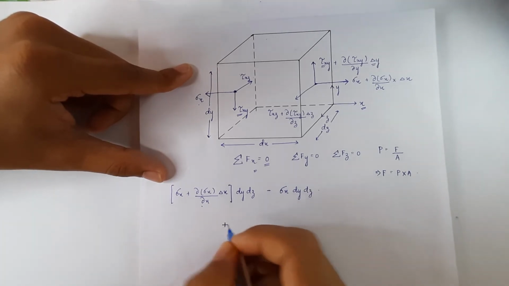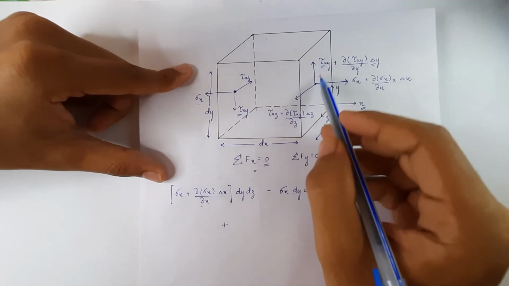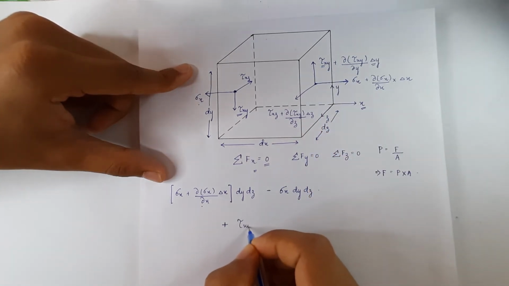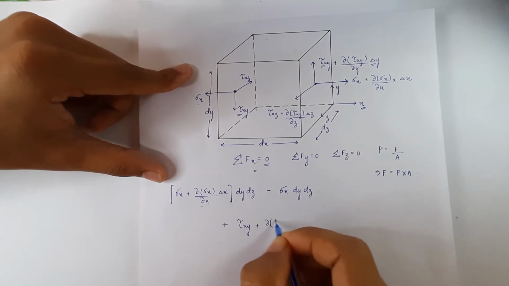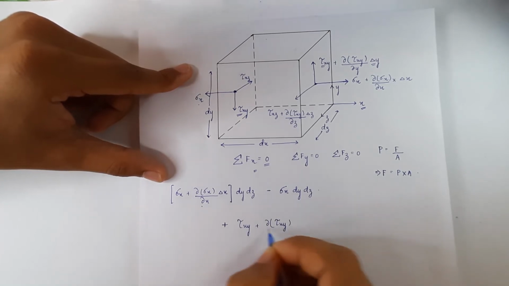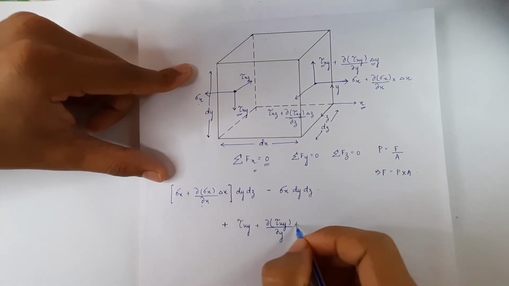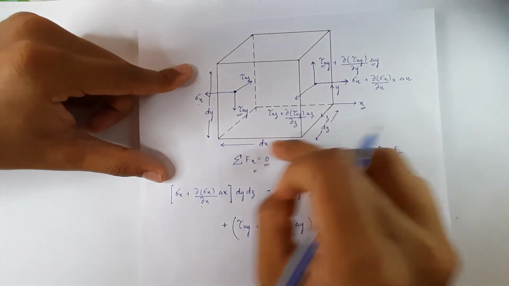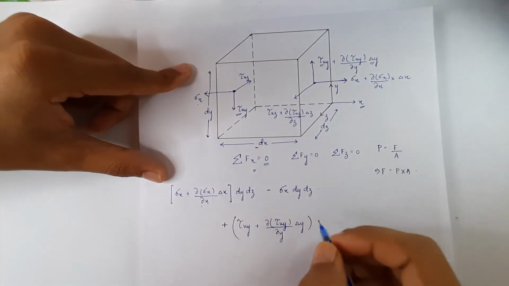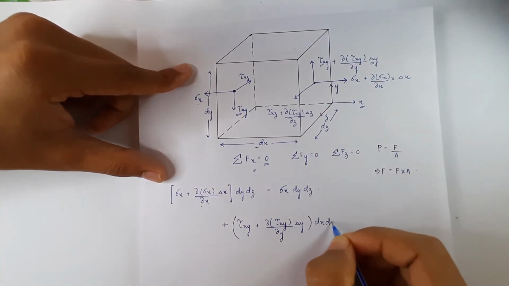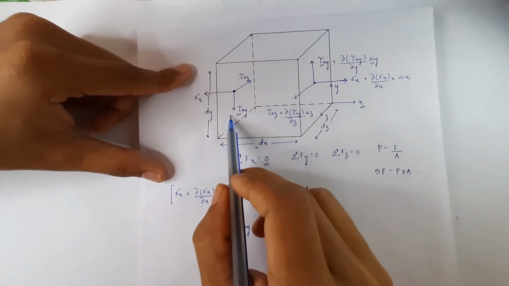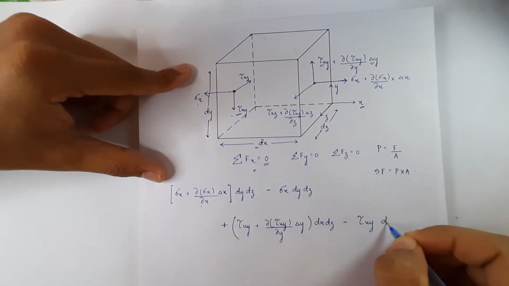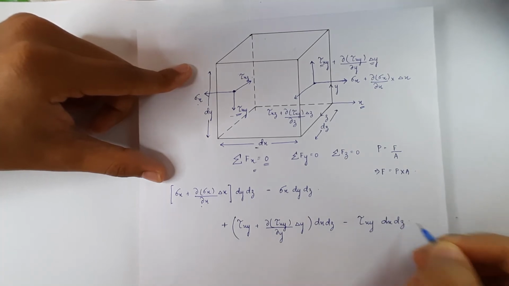Then another term will be, let us consider this shear stress, which is tau of x y plus del of tau of x y by dy times del of y, and this is acting perpendicular to this area, that is del x and del z. So it multiplies by del x times del z minus this shear stress, that is tau of x y. This will be the same area del x and dz.